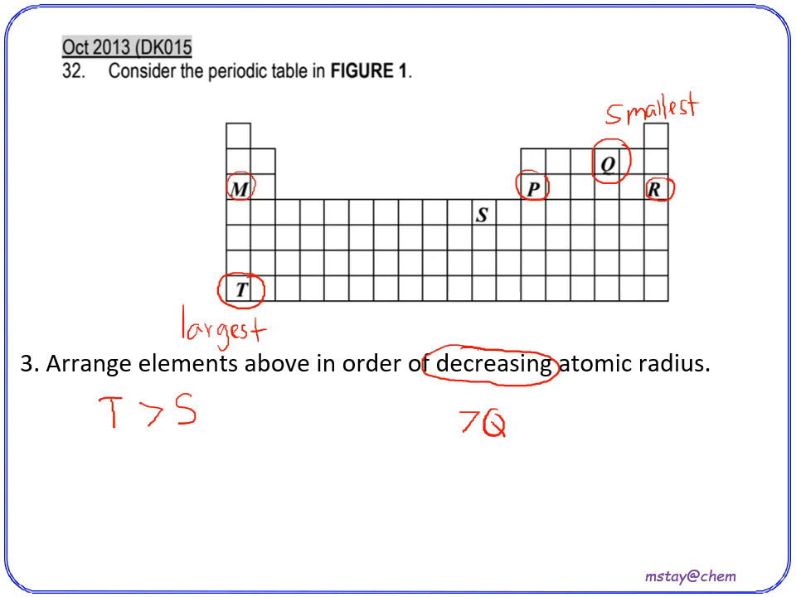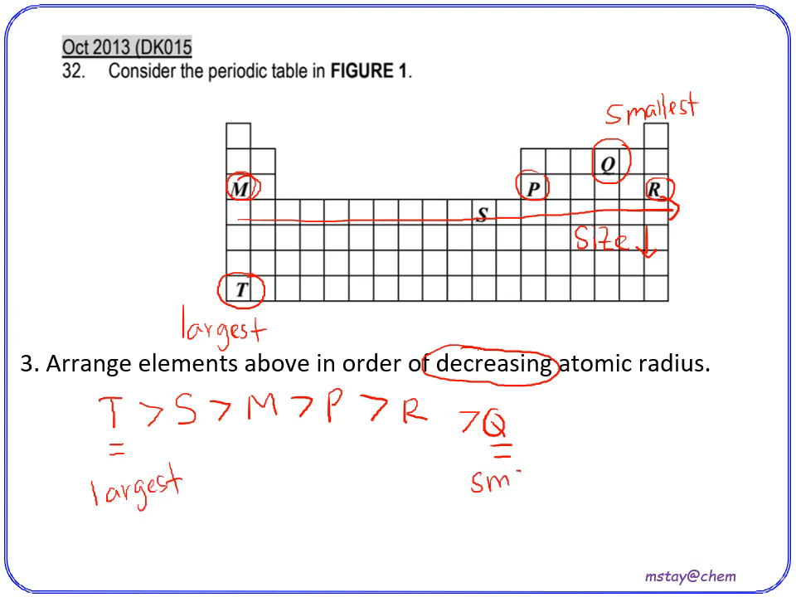All these three are in the same period, so we have to apply the idea across the period: the size is getting smaller. So the biggest size here is M. M is bigger than P, and then P is bigger than R. The smallest is Q. So this is the arrangement from the largest atomic radius to the smallest atomic radius.